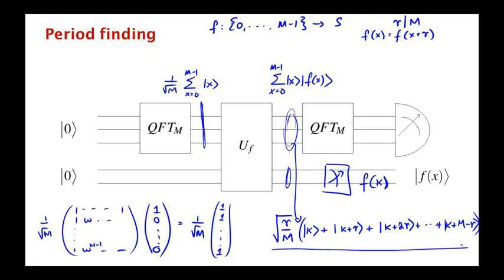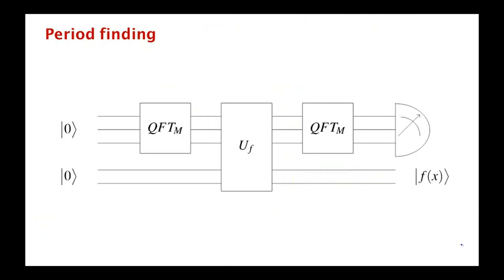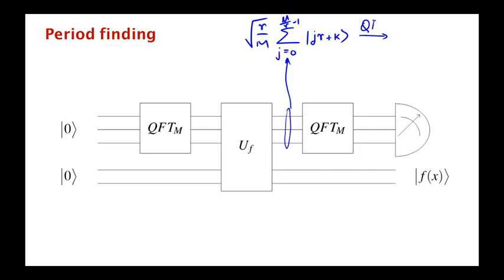So at this point, we are in this situation where we made a measurement, and this superposition happens to be k plus r, k plus 2r, k plus 3r, and so on. Okay, so now what happens when we perform a Fourier transform on this? What happens when we do a quantum Fourier transform sub m of this?